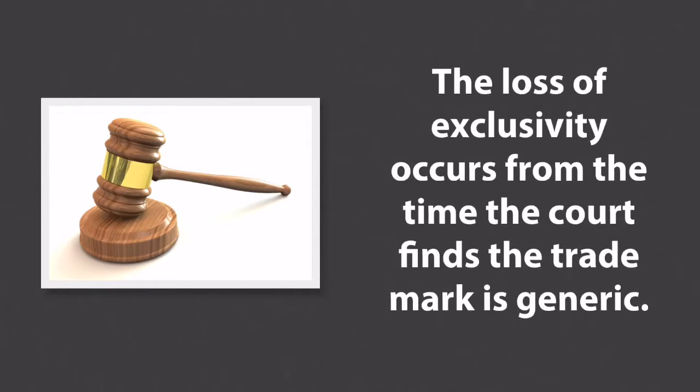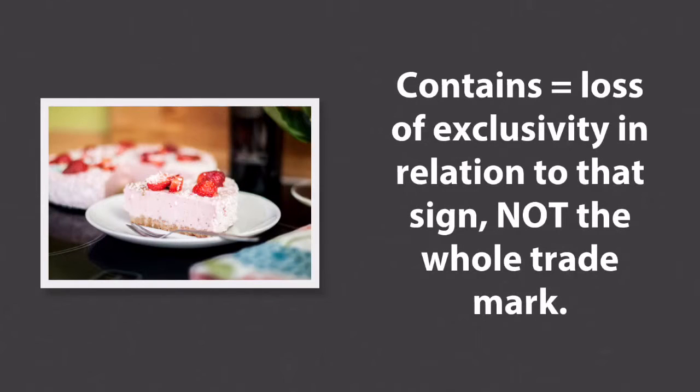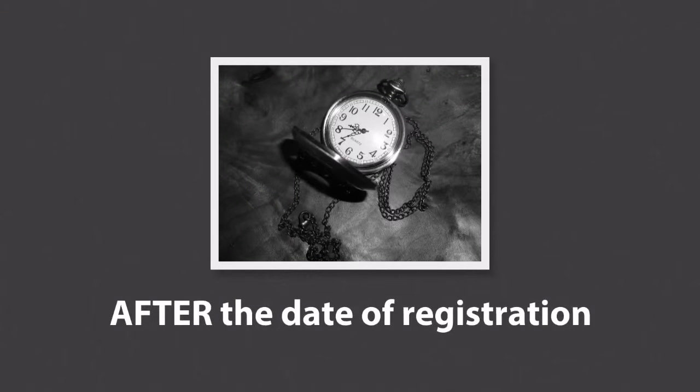This loss occurs from the time that a court finds that Section 24 applied to the trademark. However, where a trademark contains as opposed to consists of such a sign, the loss of exclusivity is only in relation to that sign, not the whole trademark. Section 24 applies to trademarks that were generic after the registration. Trademarks which were generic before the registration should not have been registered due to their lack of distinctiveness.